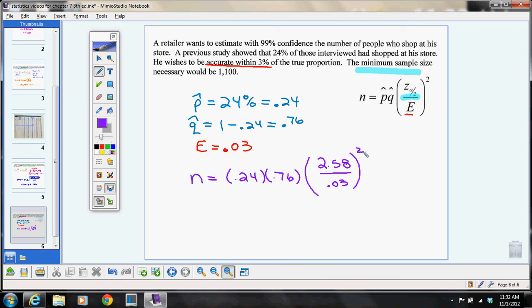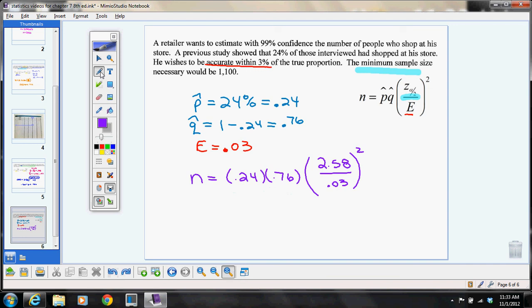Now, one thing I want to remind you of before we plug this in is they gave us a p hat. Sometimes they don't give you any information on p hat. When you don't have any information on your proportion, then you want to use 50% and 50%. So I would change this 0.24 and 0.76 to 0.5 times 0.5 if I was not given the information for p hat. So keep that in mind.